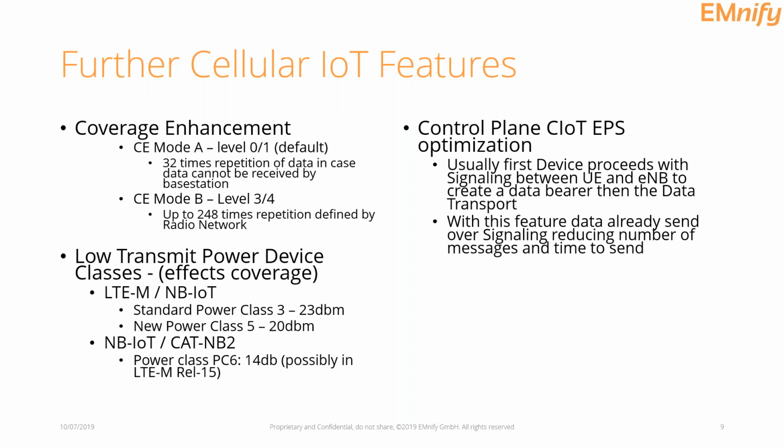So in CE mode A, you basically can send the data 32 times, and then the base station can see if any of these 32 transmissions would be sufficient that the data is really properly transported. And with that, you have an additional coverage gain, which is in dB like 20 dB. And with this coverage enhancement, now you also have indoor coverage or underground coverage, something which has not been reachable with regular LTE connectivity before.